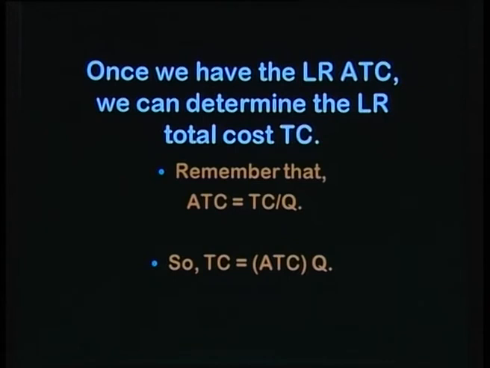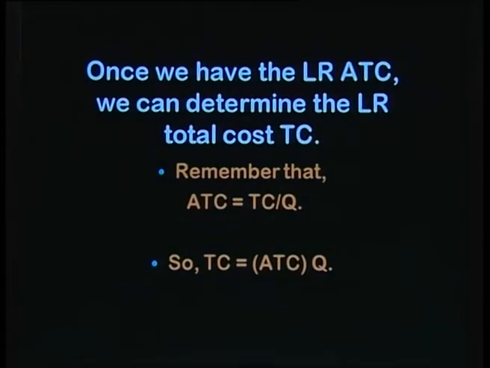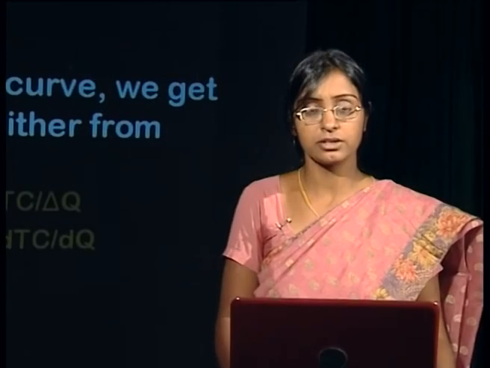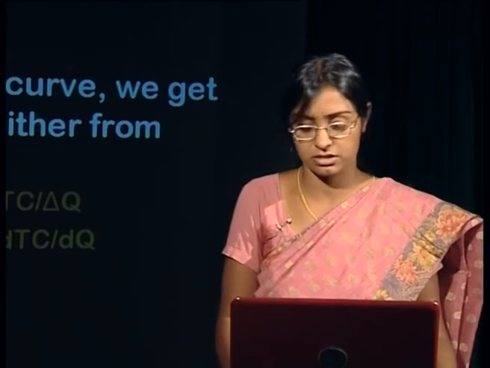Once we have the long run average total cost curve, we can determine the long run total cost. Remember that average total cost is equal to total cost per unit of output. So total cost is equal to average total cost multiplied by our output Q. From the long run total cost curve, we get the long run marginal cost from either of the following two formulas. Marginal cost is equal to the change in total cost divided by the change in output, or marginal cost equals dTC divided by dQ. We can denote it in both ways.